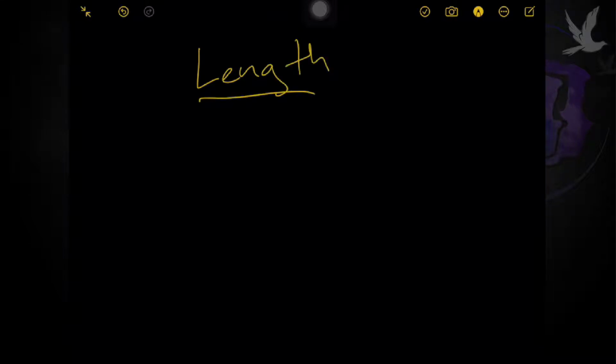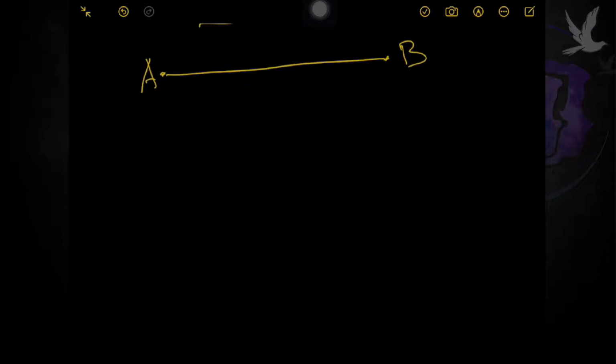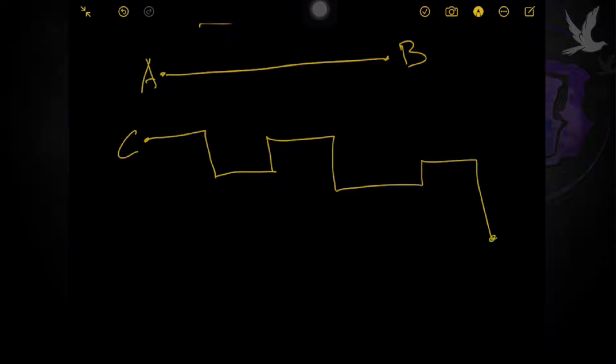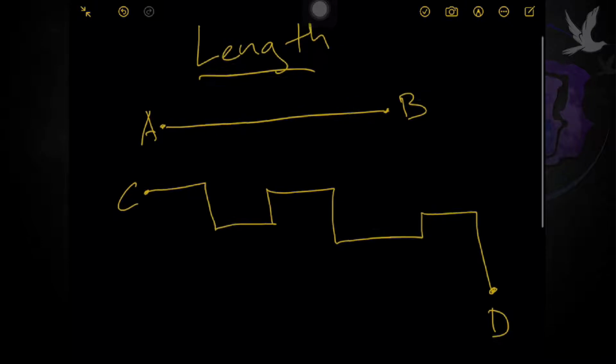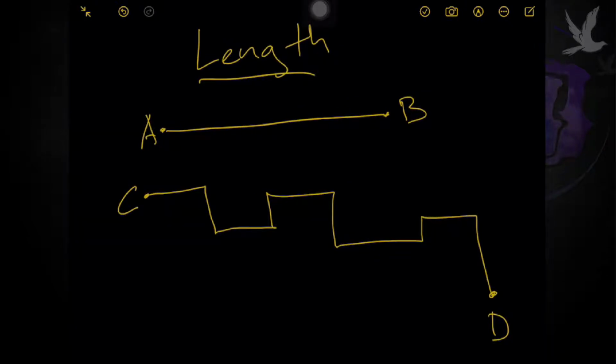Length refers to how far it is from a certain point to another point. So for example, let's say from point A to point B. How far is point C to point D? So basically, it refers to how long it is from one point to another.